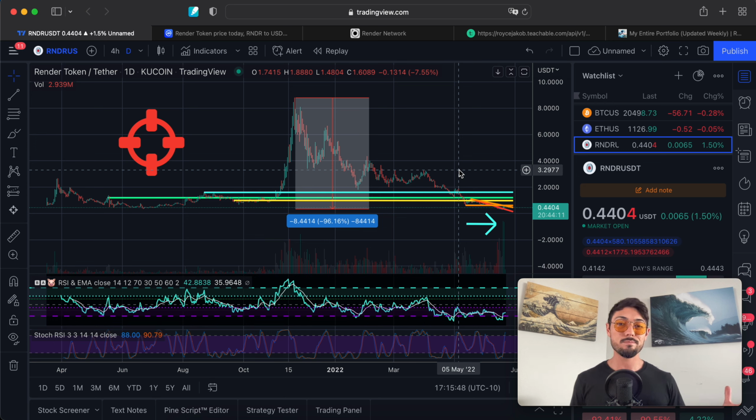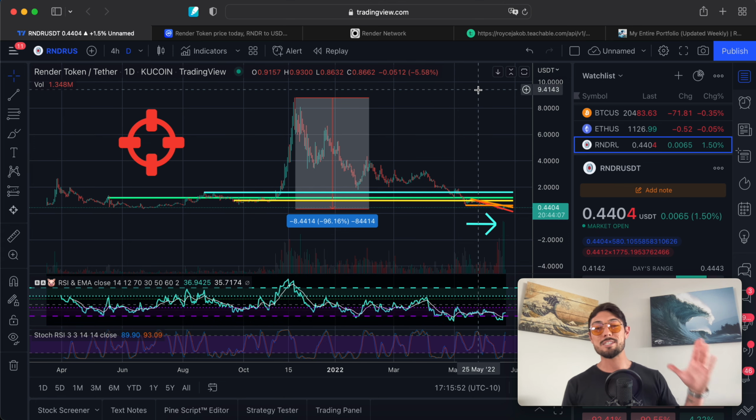If you're a trader, you guys know I don't really trade cryptos. I trade equities, but crypto, this is like venture capital to me. I'm holding these, and I'm building my positions during times like these, during these crypto winters. And that's why I love Render.